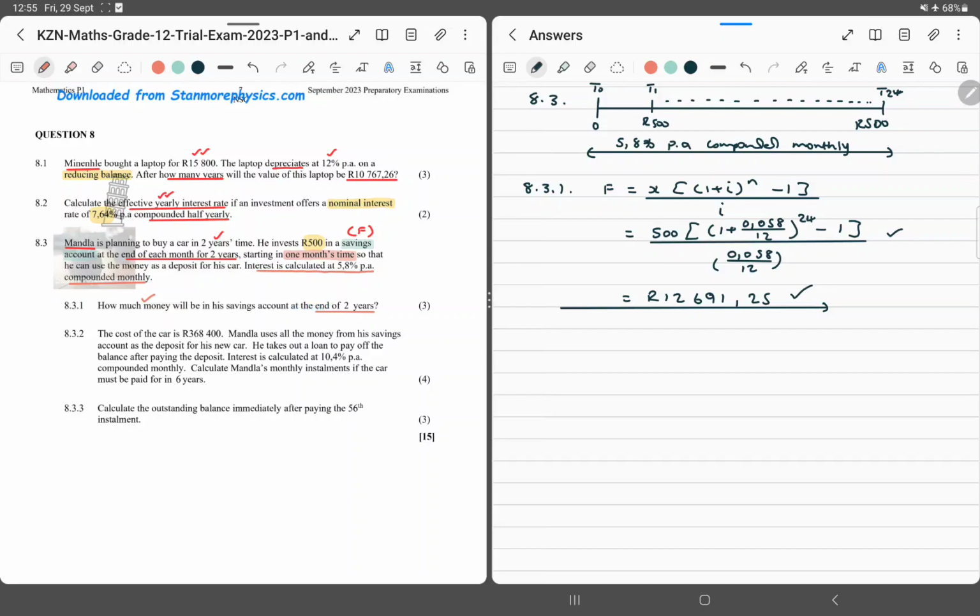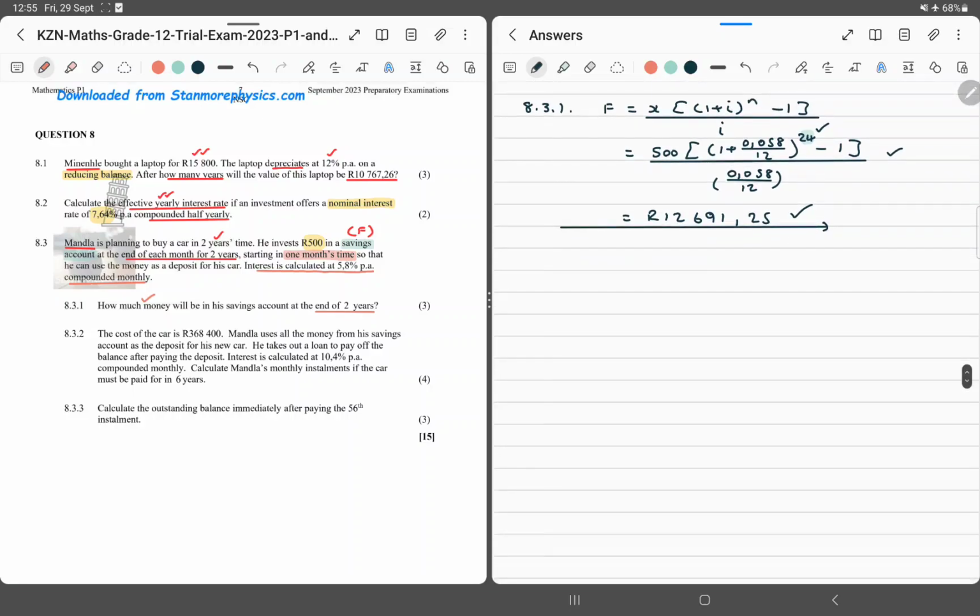Now you're getting 3 marks here. The third mark is basically knowing how to find the period for which this account is going to be held. Okay, easy 3 marks, hey?